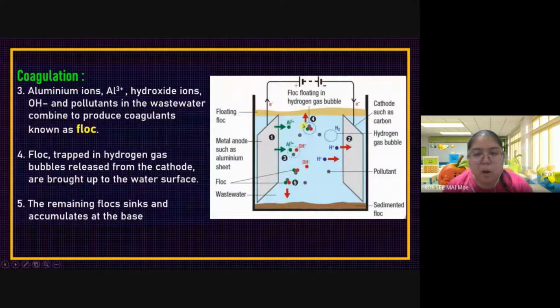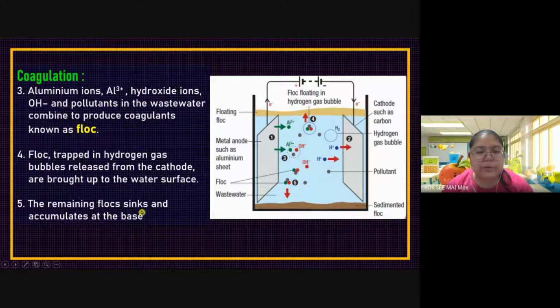So you see number 4. Just now the combined thing, there's a floc. They have red color, green color, and also gray color. All these things combine together inside the hydrogen gas bubble. After that, they bring it to the water surface. So they say floc floating in hydrogen gas bubble. Okay, number 5. Number 5 is the last one.